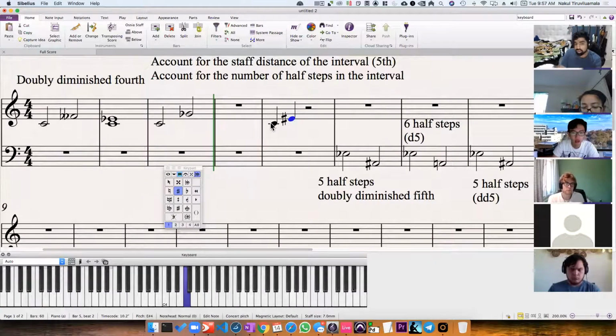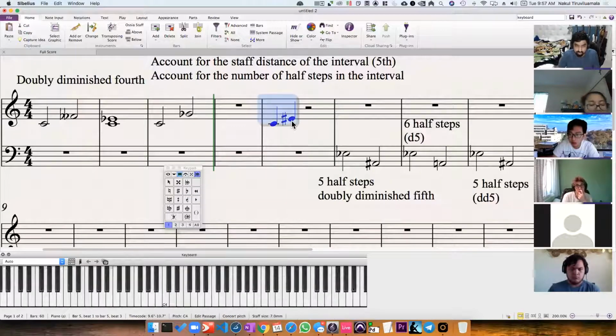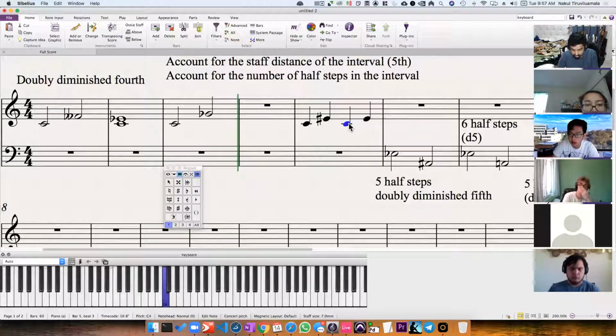There are two ways I can doubly augment this third. One way is, you guys know this symbol, right? This is a double sharp. I can take this E and sharp it again, and now it's an E double sharp, right? Or I could take this bottom note and stretch it the other way. So I could take this C and flat it, and now I've got a doubly augmented third, right? So these are two ways you can do it.